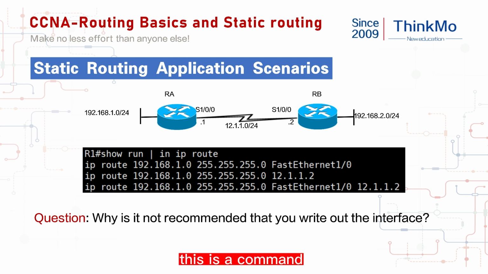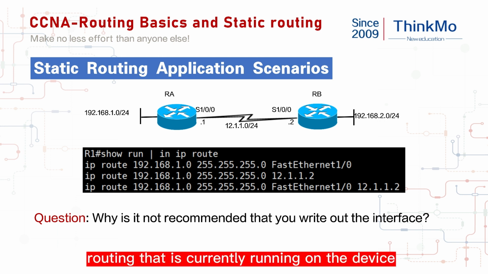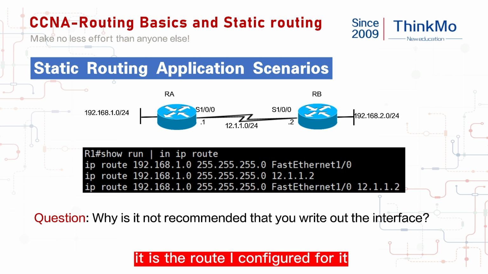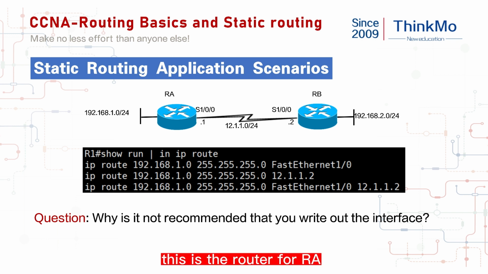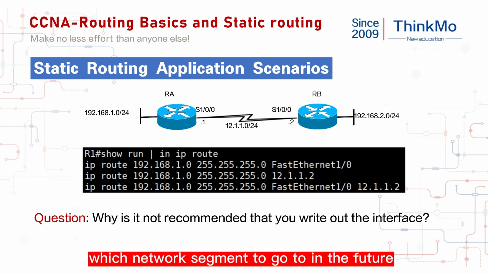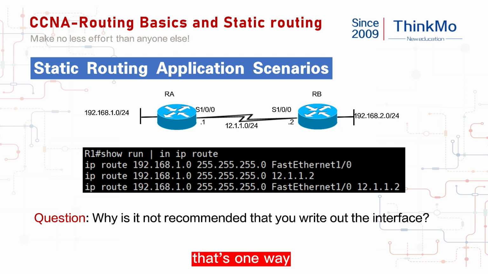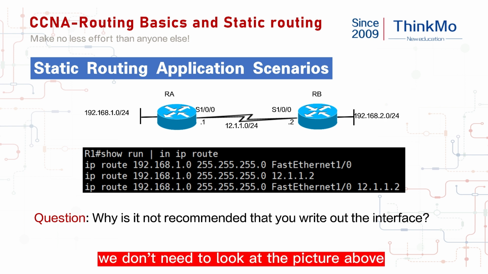This is a command everyone can remember: show run | include ip route. That shows the routing currently configured on the device. It is the route I configured for it. There are 3 ways to write routing configuration. This is the router for RA. For example, from here we start writing. Which network segment to go to in the future? Which address should the next hop go to? That's one way. We don't need to look at the picture above, just look at this configuration.